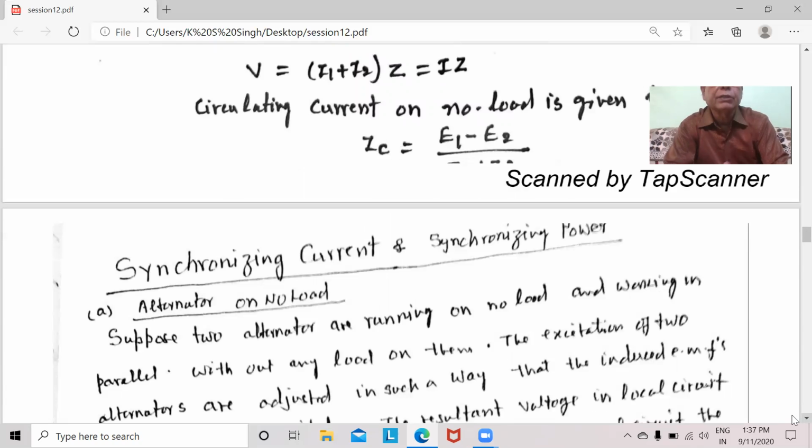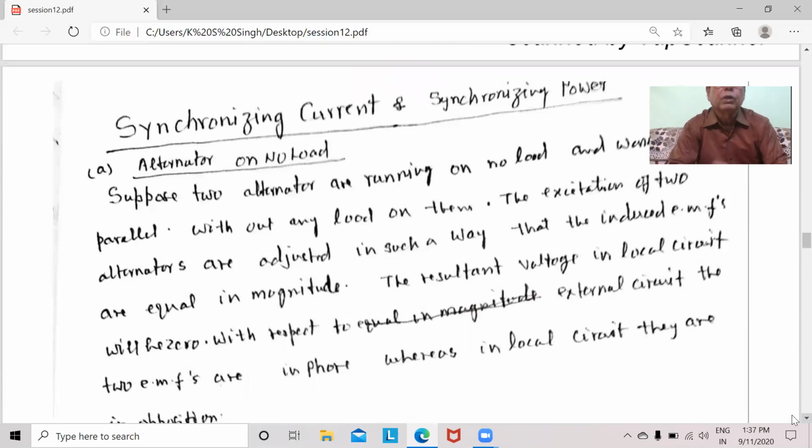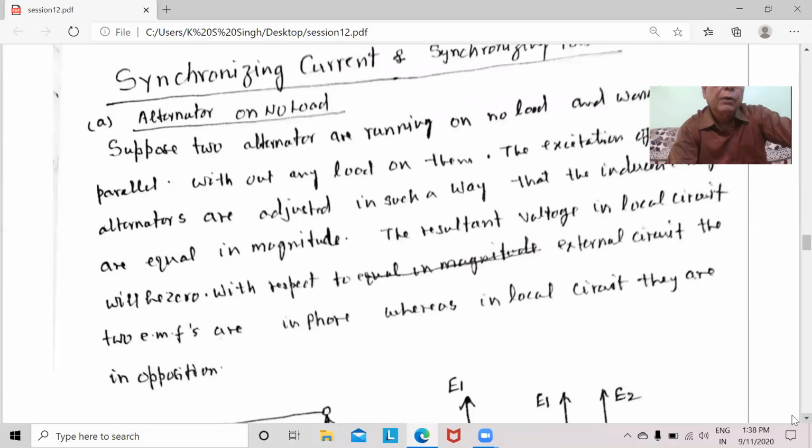Now, what are the synchronizing current and synchronizing power? In the first case, we will consider the alternators on no load. Suppose two alternators are running on no load and working in parallel without any load on them. The excitation of the two alternators is adjusted in such a way that the induced EMFs are equal in magnitude. The resultant voltage in the local circuit will be zero.